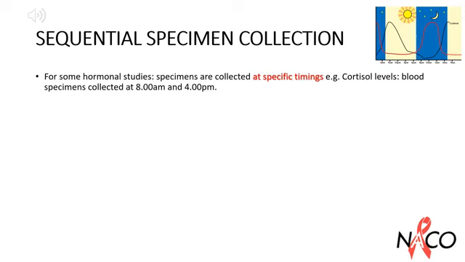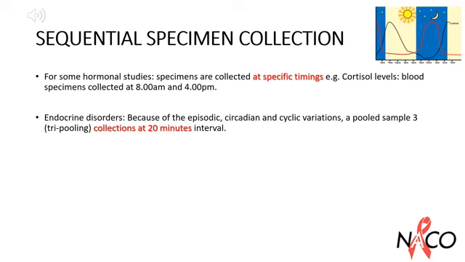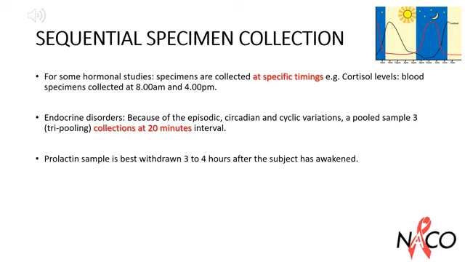For diagnosis of endocrine disorders, because of the episodic, circadian or biological clock and cyclical variations in the secretion of gonadotropin, a pooled sample is preferred, drawn thrice at an interval of 20 minutes. Prolactin sample is best withdrawn 3 to 4 hours after the subject has awakened.